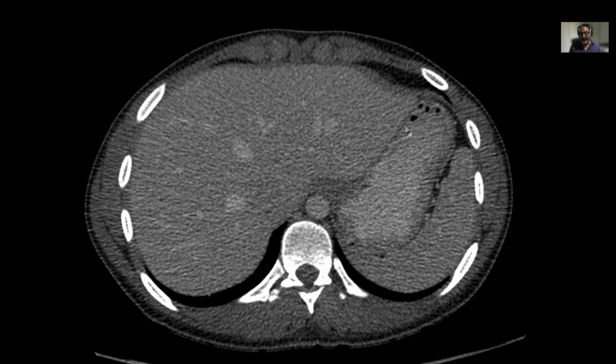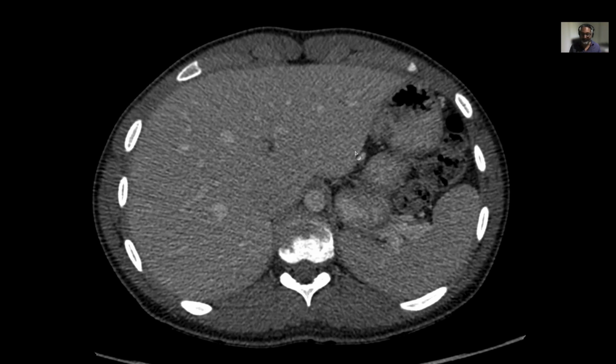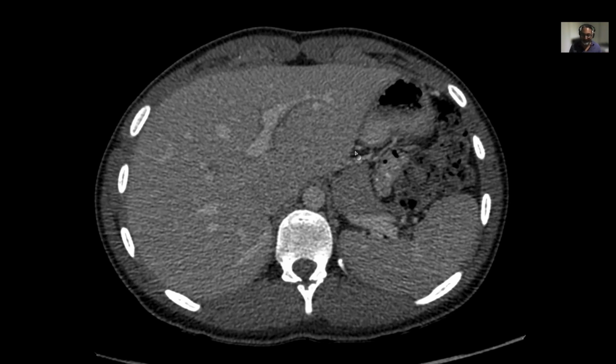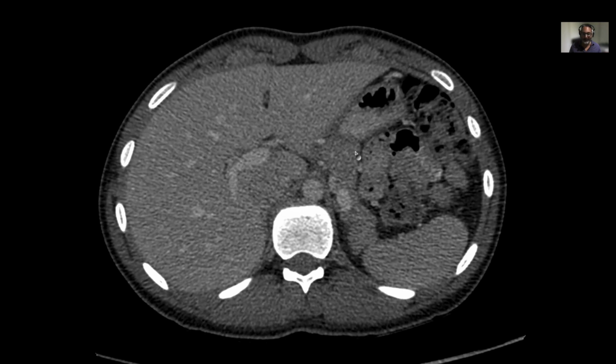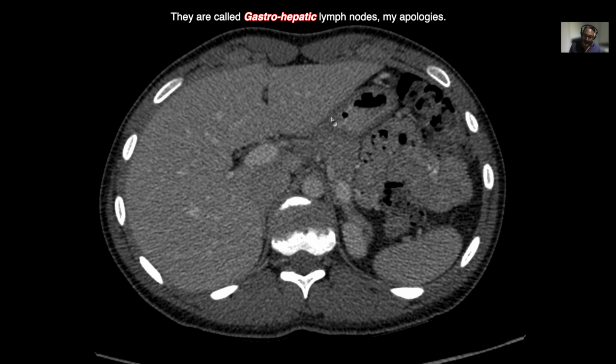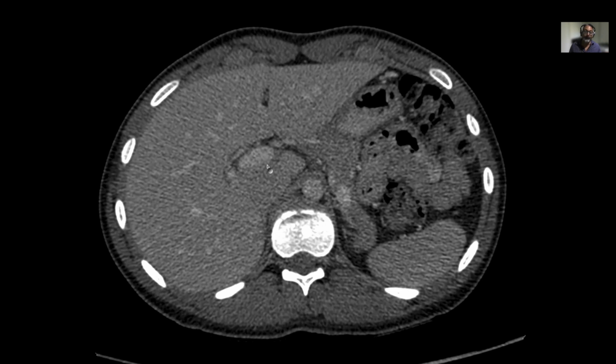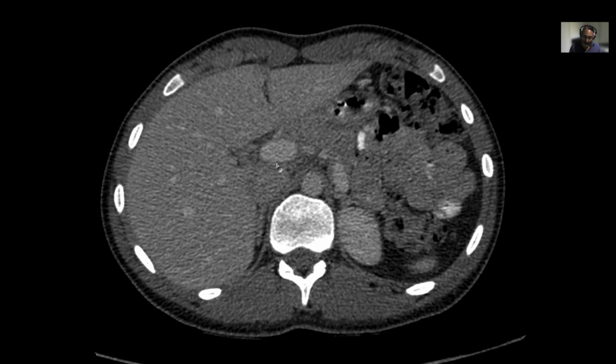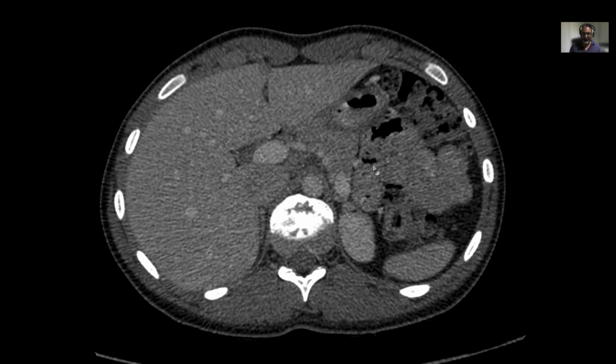Now, again, as I said, there are lymph nodes everywhere, but they're just named according to the area they are. There can also be gastrohepatic lymph nodes, which are near the gastric area and the porta hepatis. So those are gastrohepatic lymph nodes. There are lymph nodes that are near the porta hepatis, right here, near the portal vein and the IVC, and they're called the portocaval lymph nodes. So those are portocaval lymph nodes around that area.